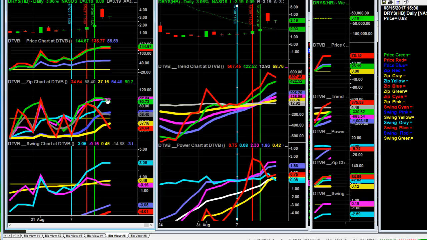Also in this example, we have Zip Zion climbing up. It's above 50 also. That doesn't mean that it's going to continue in that direction, but it's going in the direction of what we're anticipating to be a gap up, because we've already established that we're in a sky touch over here in the trend chart.